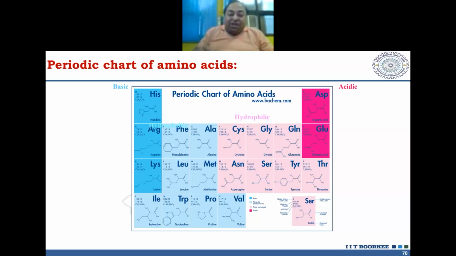Amino acids histidine, arginine, and lysine are basic in nature. Phenylalanine, alanine, leucine, methionine, isoleucine, tryptophan, proline, and valine are kind of neutral, hydrophobic in nature. Cysteine, glycine, glutamine, asparagine, serine, tyrosine, and threonine are polar, hydrophilic in nature. Aspartate and glutamate are negative in nature.